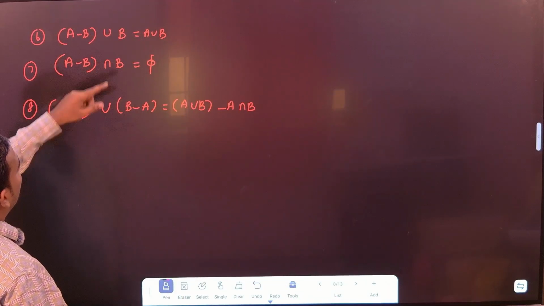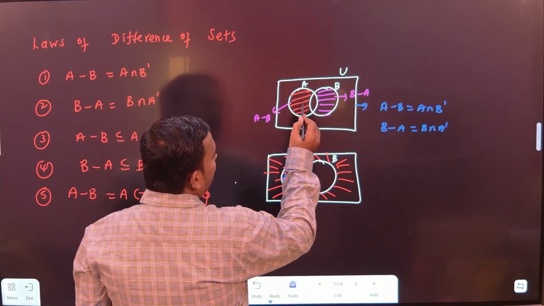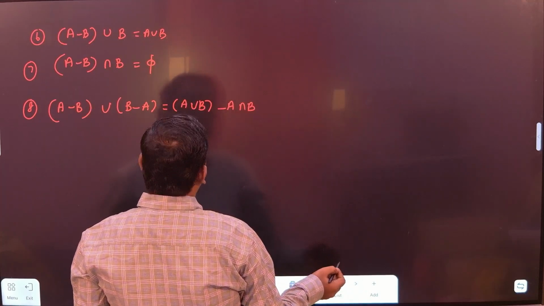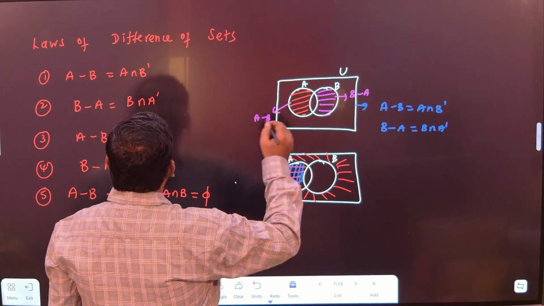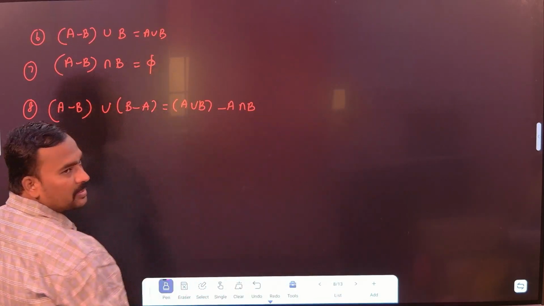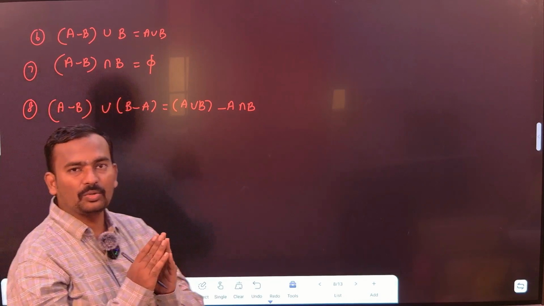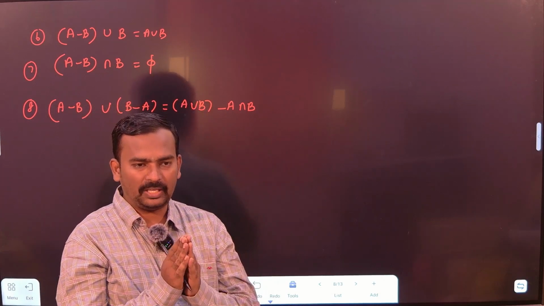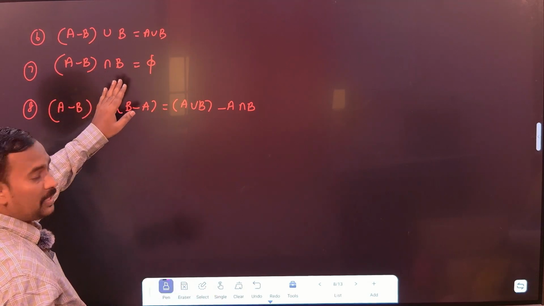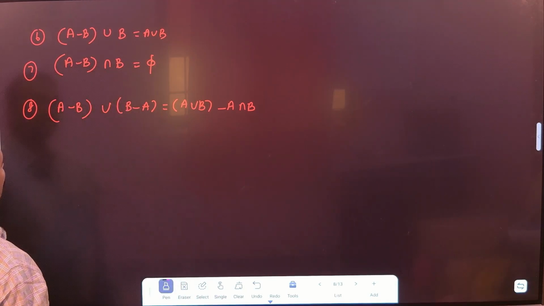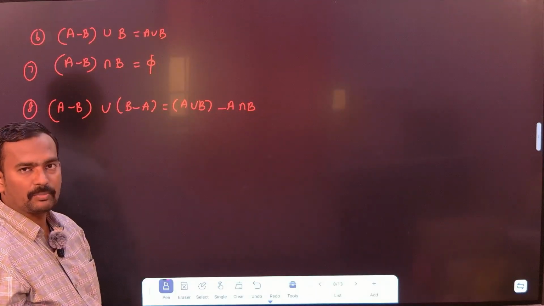Let me take another example here. A minus B union B is equal to A union B, right? Because you can see on the screen, the A minus B region is unioned with B, and B completely includes A intersection B also. So you can write A union B. Now, A minus B intersect with B: there is no common element between A minus B and B, and A minus B is completely different from B, therefore the intersection is empty. And we already discussed this property: A minus B union B minus A is equal to A union B minus A intersection B, you can write.